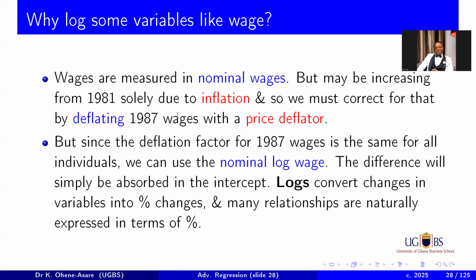GDP price deflator. But then the deflator factor, or the deflation factor, for 1987 wages is the same for all persons. So instead of using that deflation factor, we can rather use the log of the nominal wage, which is cool because it's the same for everybody. The difference will simply be absorbed in the U-I or the intercept.